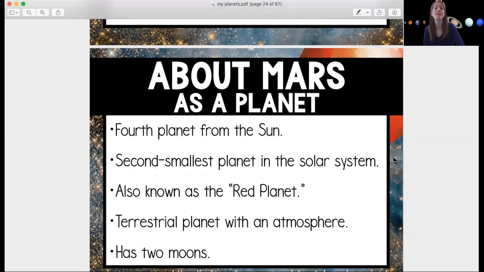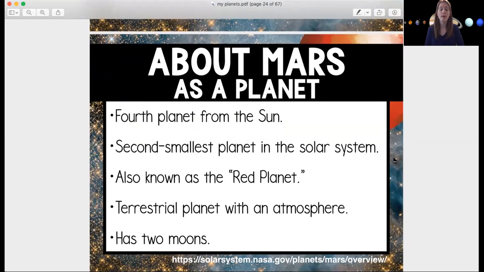About Mars as a planet. It is the 4th planet from the sun. It is the 2nd smallest planet in the solar system. It's also known as the red planet because of the iron oxide on the surface that makes it look red. It is a terrestrial planet, meaning it has solid ground like it does here on Earth, and it has an atmosphere. It has 2 moons called Phobos, which is panic or fear, and Deimos, which is terror or dread.